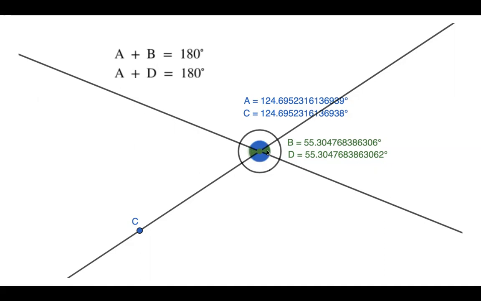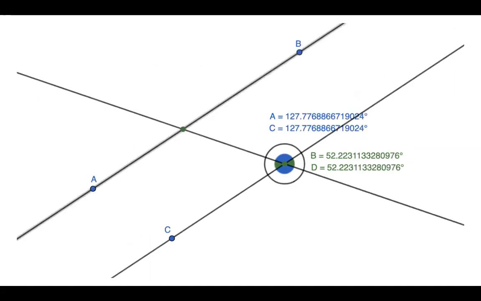So I want to take that idea and build on it to see if we can prove some things about when we have two parallel lines, right? Parallel lines cut by a transversal. And so that's what you see here. So still that same original intersection, but now we have a parallel line as well.